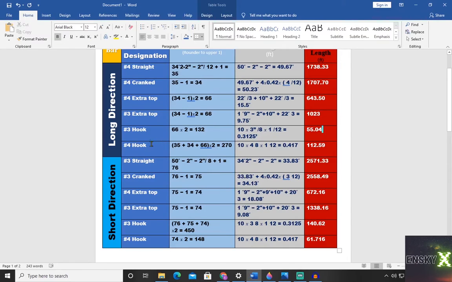Again, on the #4 hook, we can find it from the #4 crank, 34 plus 35, then #4 extra top 66, 35 plus 34 plus 66 into 2, 270. Then again this hook is 4 diameter, 4 divided by 8 into 10 into again 1 divided by 12. 1 divided by 12 is converting inches to feet. So we are getting 0.417 feet. Then we are multiplying it by 107. Then we are getting 112.59 feet.